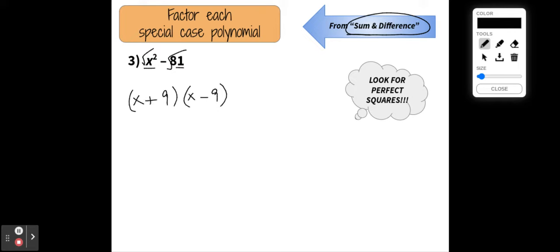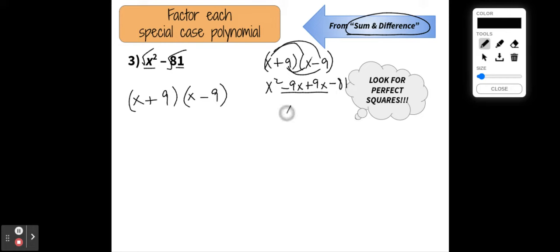Okay, so now if you FOILed this answer, like if I FOILed the x plus 9 times x minus 9, sorry. If I went ahead and FOILed this, do you see those middle terms? They cancel, don't they? So you end up with x squared minus 81. Okay, so FOILing is a nice check. I'm just kind of checking to be sure that my factoring worked.